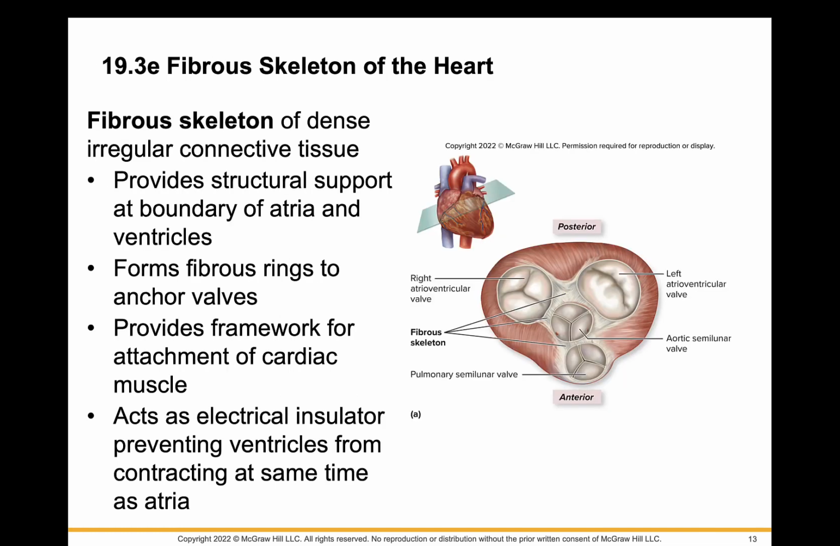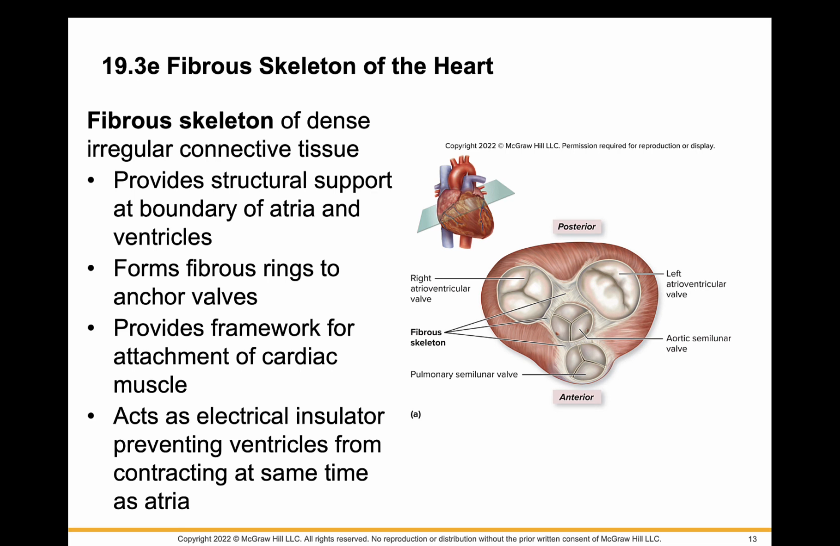Now, when we use the term skeleton, think of a framework. So now, the heart does not have an osseous or bony skeleton. It has a fibrous skeleton, and this skeleton consists of dense, irregular connective tissue. So the fibers are not going in a regular manner, okay? But what's happening here is we have this skeleton that is creating structural support for the heart, especially when we look at the boundary of the atria and the ventricles. We'll see these fibrous rings that are created by this fibrous skeleton.